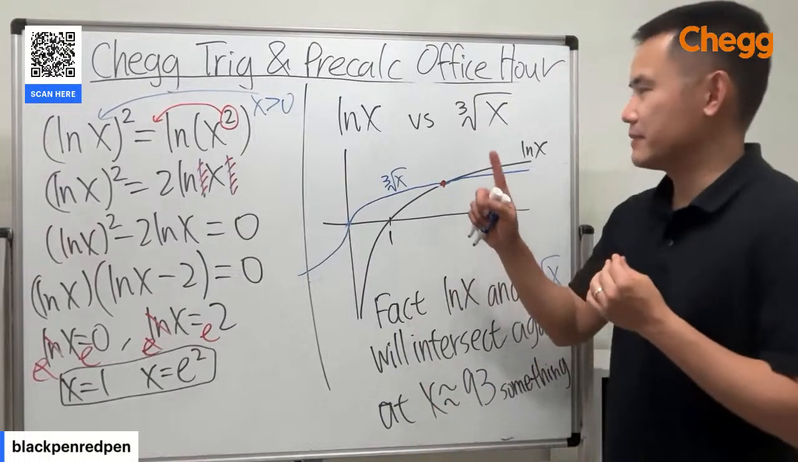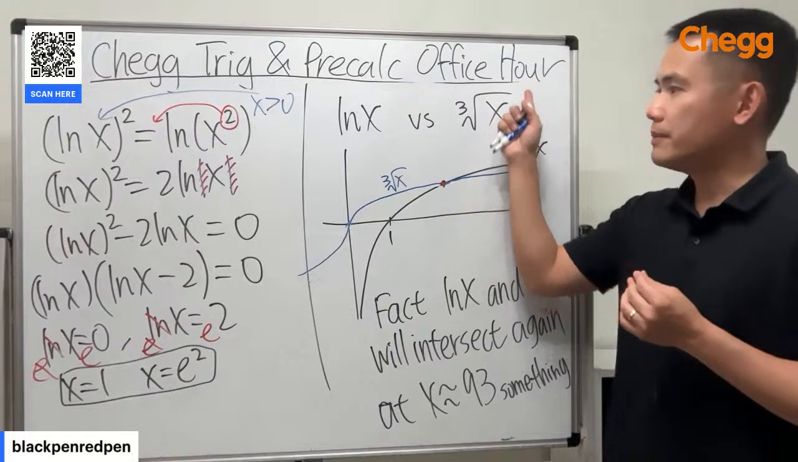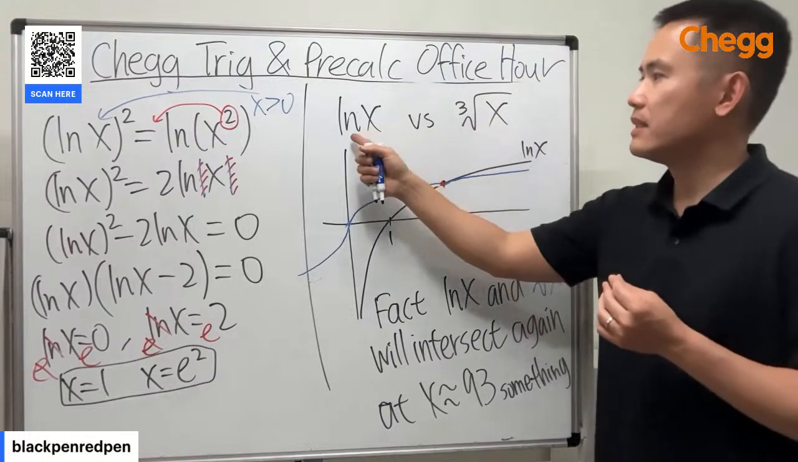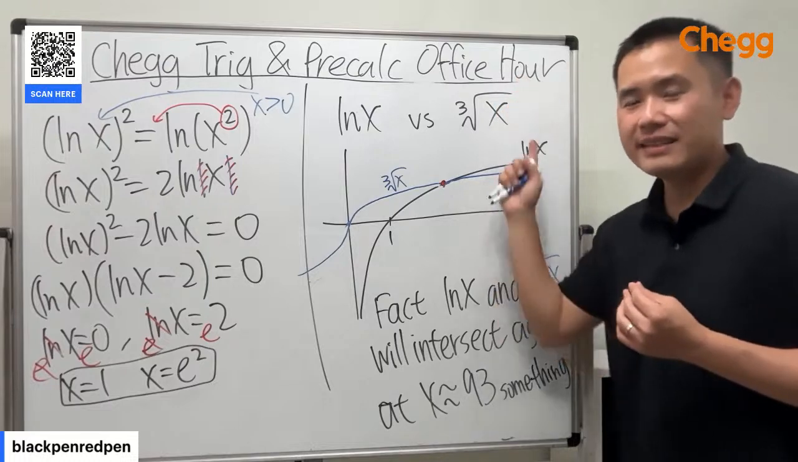So the fact is, power functions, x to whatever positive power, will always beat natural log.